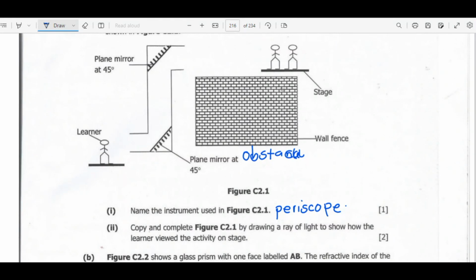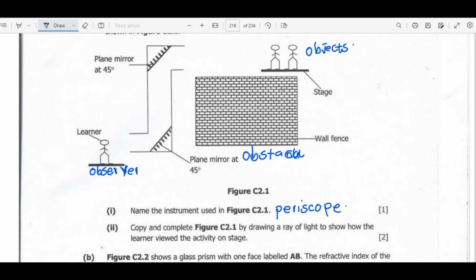Copy and complete figure C2.1 by drawing a ray of light to show how the learner viewed the activity on stage. In this one, the learner is acting as an observer. Then whatever is on the stage, these are our objects. Now since we have objects, we should also expect to have an image. So the image is formed in the eyes of the learner.